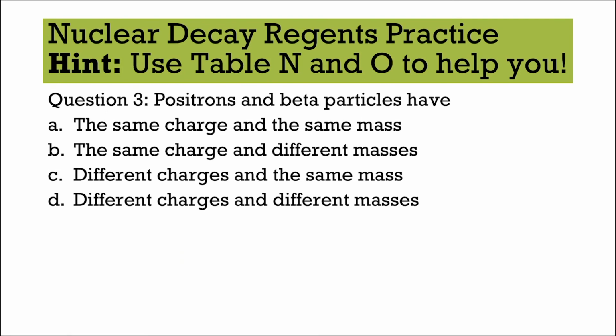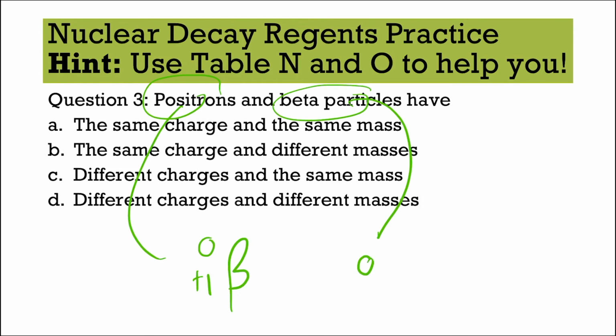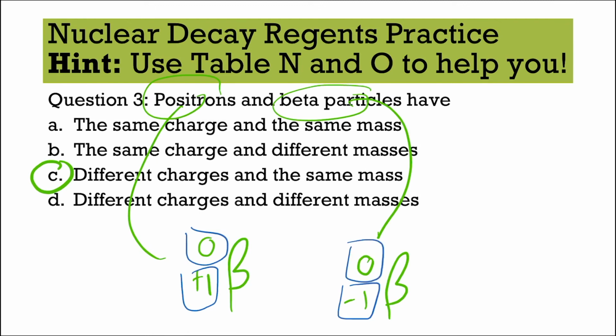Okay. Number 3, it says positrons and beta particles have. So a positron, remember, is this symbol. 0 mass, a positive 1 charge. A beta particle is a 0 mass, a negative 1 charge. And so, using table O for that, that tells us that the answer is C. So the different charges and the same mass. The charges are different. One is positive 1, one is negative 1. But the mass, they are both 0.